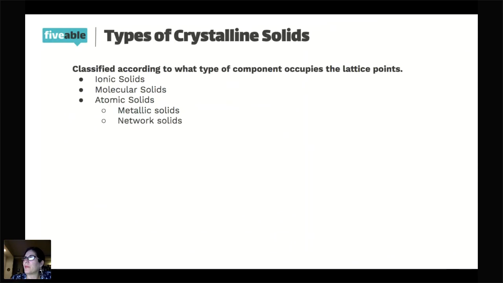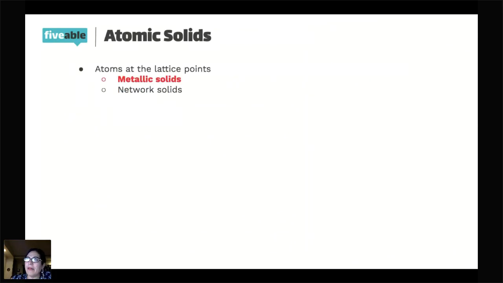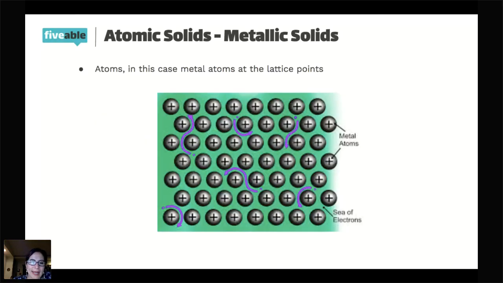Let's move on. Okay, we are now to the third type of crystalline solids, which are atomic solids. These have a subcategory that are metallic solids or network solids. We're going to start with metallic solids. In metallic solids, as you can infer, it will have metals in their lattice points. In this case, the metal atoms get organized in this way.